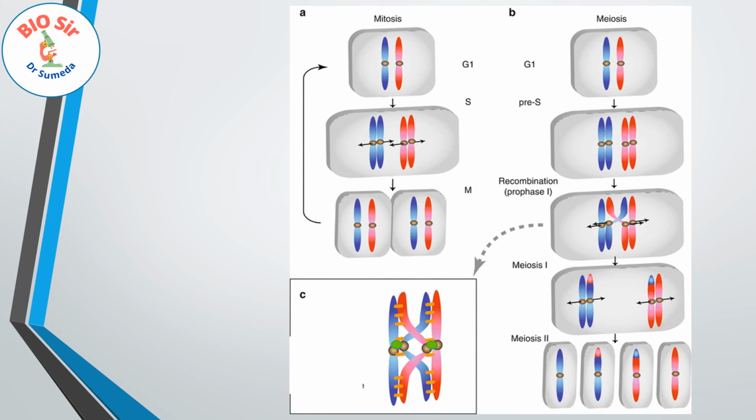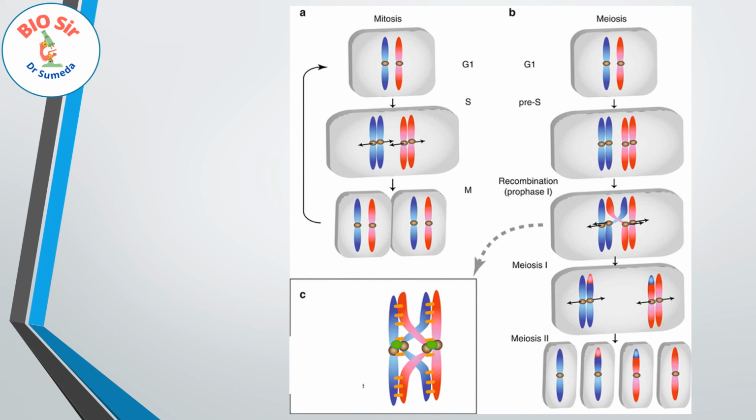This is the comparison of mitosis and meiosis. The result of mitosis is 2 identical cells. The mother cell is similar to the daughter cells, and you will have 2 identical cells. In meiosis, the cells are non-identical, that means genetically different, and haploid. These are haploid cells, that means 1n, not 2n. And this is important in sexual reproduction.